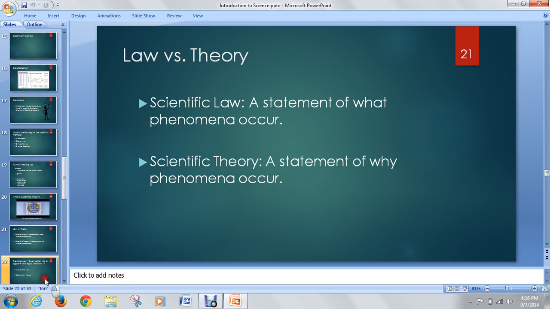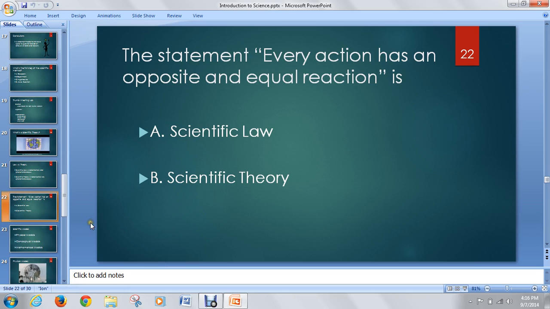Okay? So again, if you're doing participation, answer this question. The statement, every action has an opposite and equal reaction, is A, scientific law, or B, scientific theory.